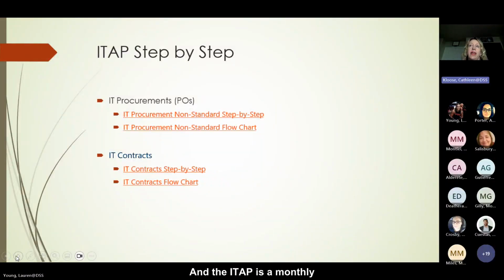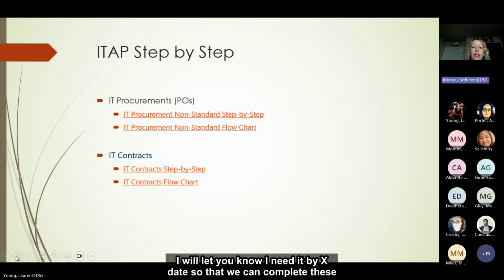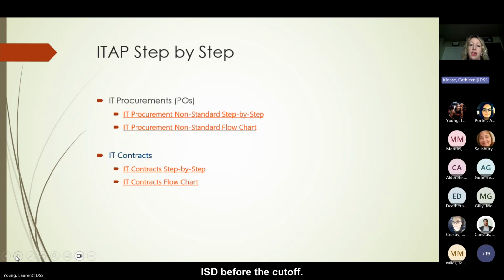And the ITAP is a monthly process. So there are deadlines. As we're working on your package, I'll let you know I need it by X date so that we can complete these preliminary steps before submitting your package and ensure that we get it to ISD before the cutoff. Once the cutoff for the ITAP process starts, meaning ISD's cutoff, it is a 2-month process for approvals.